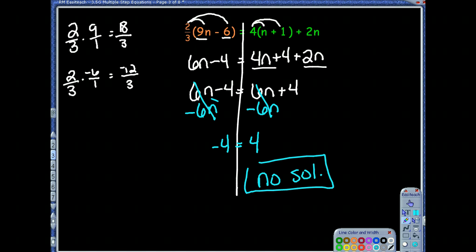You may also see some, if it was a true statement, where it could be an identity with all real number answers. So there's some different scenarios when we've got all those variables canceling.